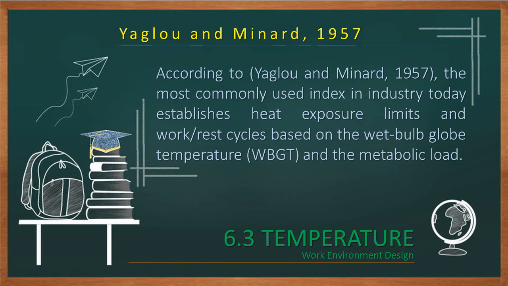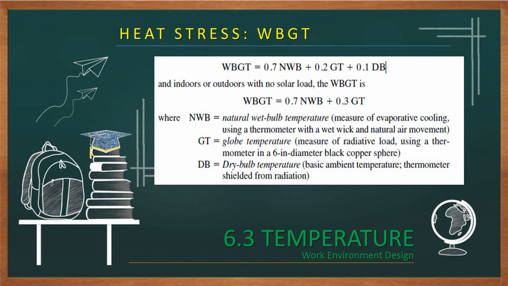Institute of Occupational Safety and Health, and lastly ASHRAE 1991, or the American Society of Heating, Refrigerating, and Air Conditioning Engineers. For outdoors with solar load, the WBGT is defined as the equation below, where NWBT refers to the natural wet bulb temperature, or the measure of evaporative cooling using a thermometer with a wet wick and natural air movement.